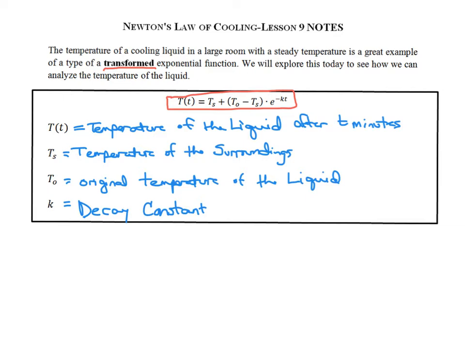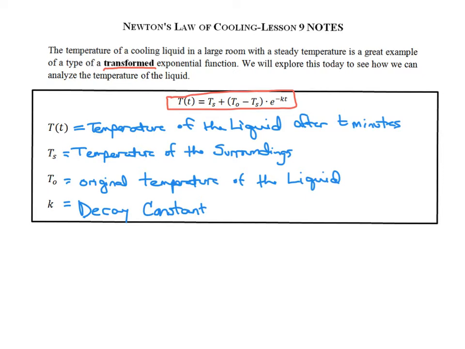T sub s, that subscript s, stands for the temperature of the surroundings. T sub o stands for the original temperature of the liquid. Usually it's going to be a warm liquid or even solid, and it'll be cooling off because it will be going toward the temperature of its surroundings. Think about a cup of hot chocolate at the ice rink. You know that your hot chocolate is going to cool down pretty quickly if you're at the ice rink versus if you're sitting in front of your fireplace in your living room. k is the decay constant in our formula.